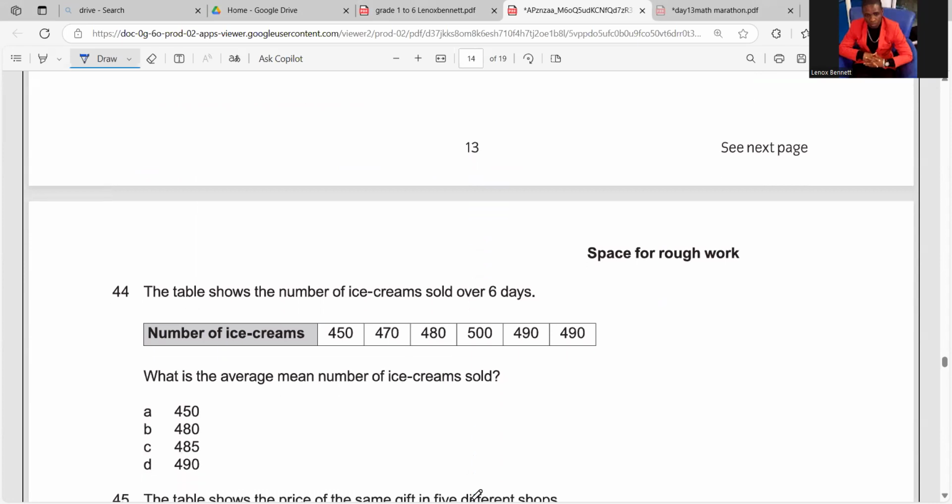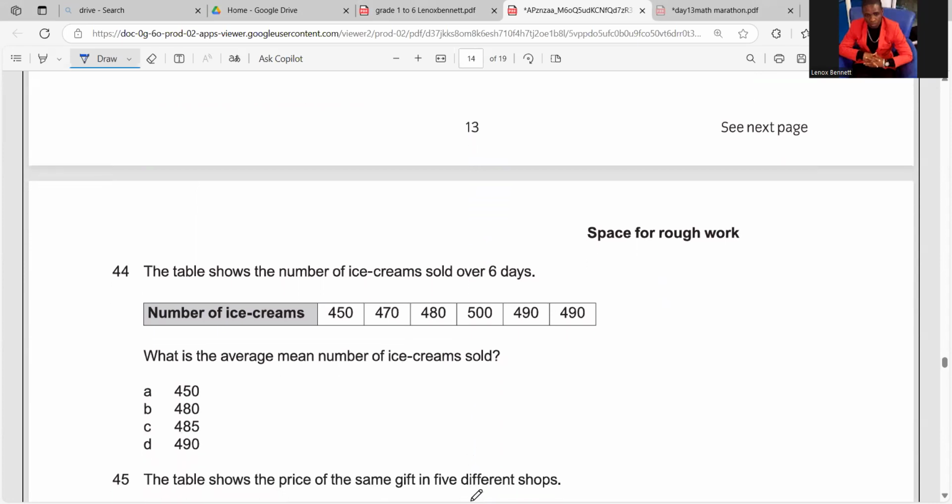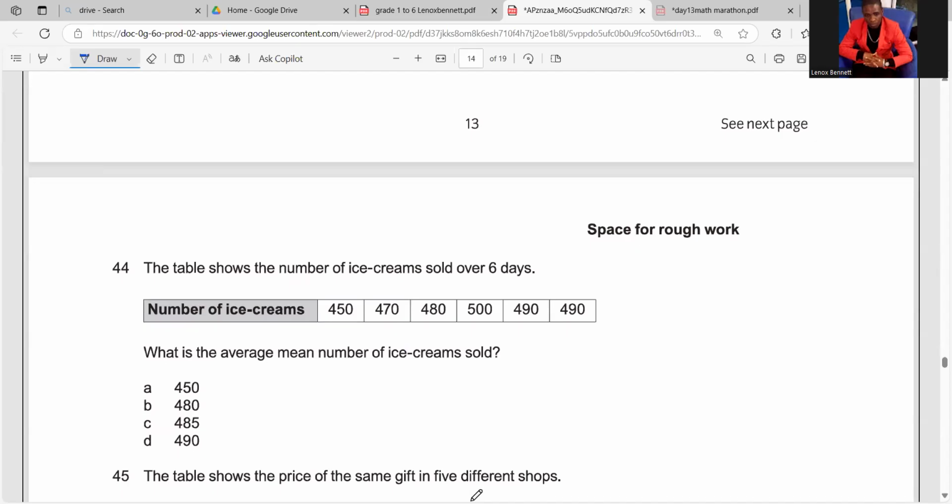All right, next one, guys. The table shows the number of ice cream sold over 6 days. What is the average mean of the ice cream sold? Go ahead and work out that.